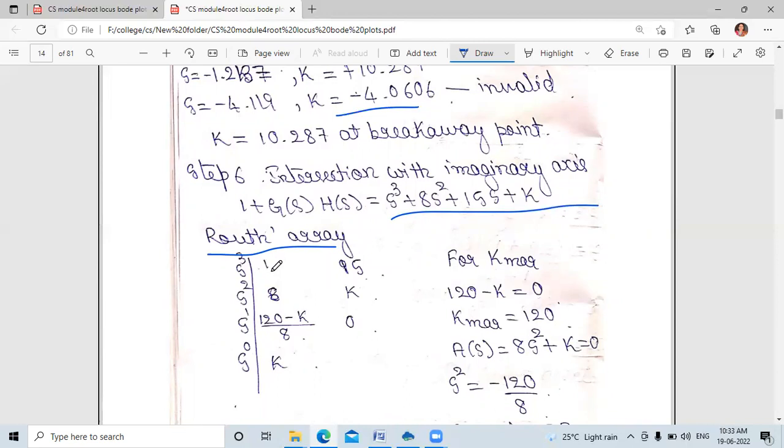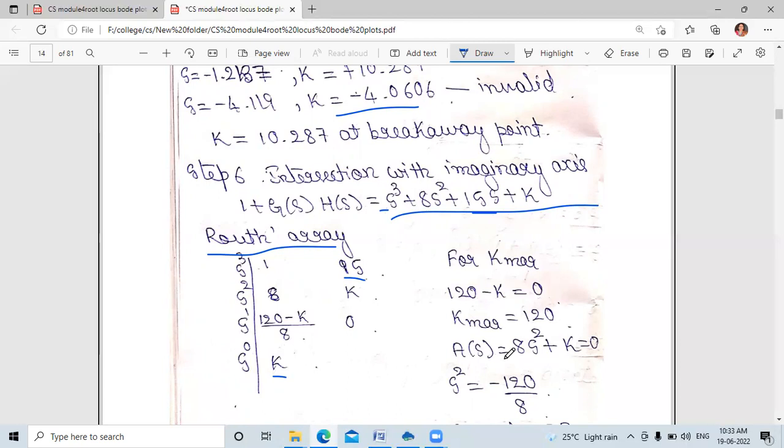So this is the A0 value and this is the A2 value. The A1 value is 8, and the A3 value is K. Next, for s to the power of 1, that is (8 into 15 minus K) divided by 8, so (120 minus K) divided by 8. Next, for s to the power of 0, this is the A3 value, we write K. Here for K margin, 120 minus K equals 0, so K margin equals 120.